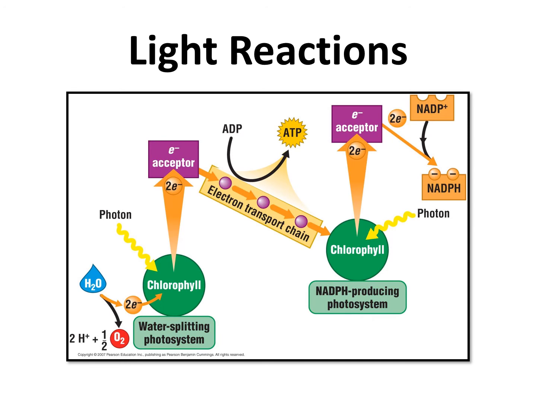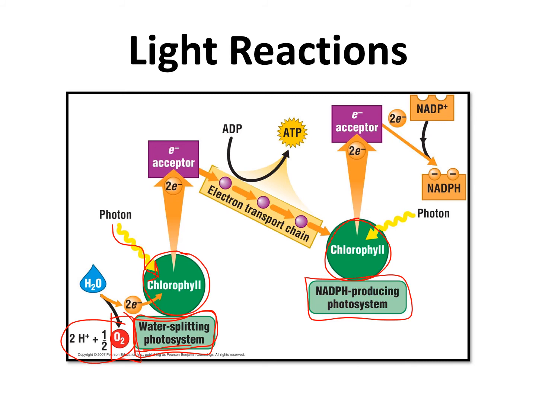In the light reactions, there are two types of photosystems: the water-splitting photosystem and the NADPH-producing photosystem. Both of these photosystems involve chlorophyll and other pigments that are absorbing light energy. The first photosystem, the water-splitting photosystem, is actually photosystem 2. It absorbs the light energy, and that gives this photosystem enough energy to split water. So the waste product is going to be the oxygen.